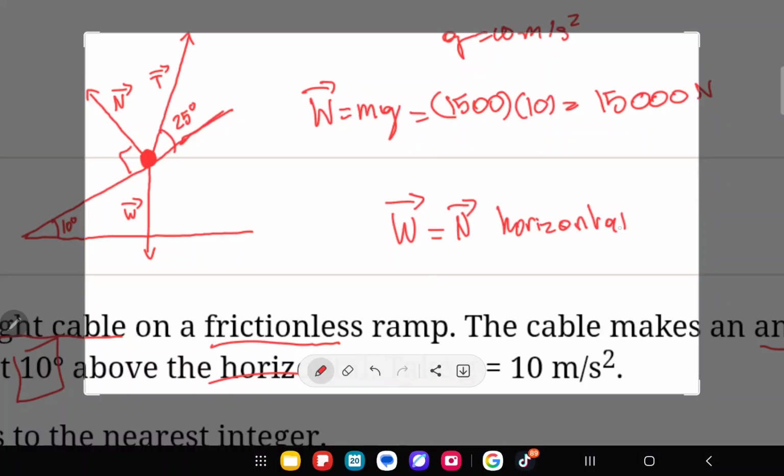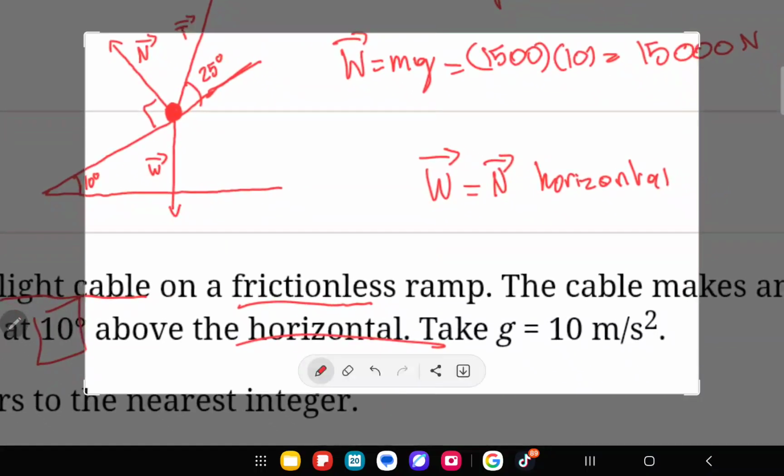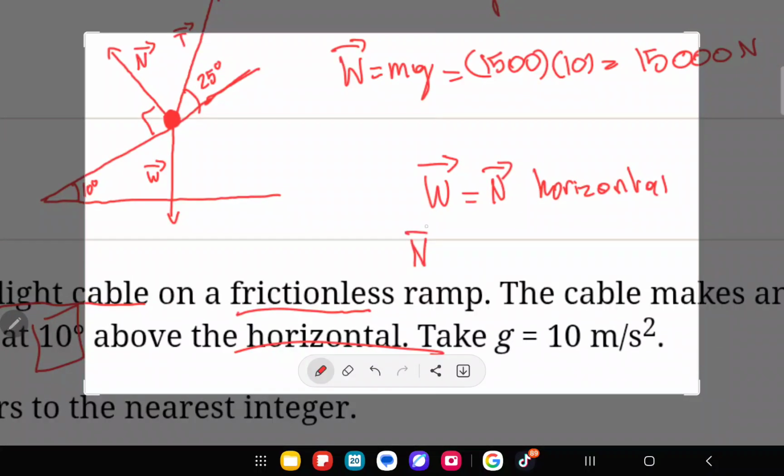Now, in the case when the slope is slanted instead of being horizontal, the weight is no longer equal to the normal directly. Instead, the magnitude of the normal is equal to the weight multiplied by the cosine of the inclination. I'll explain how it works right now, actually.